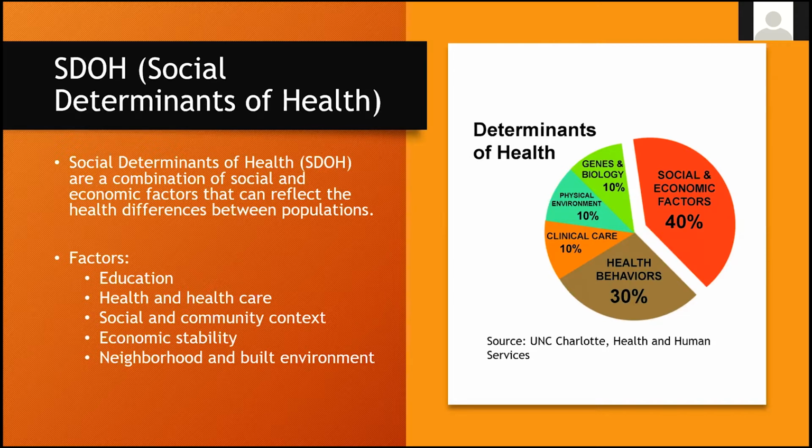So I started to look into the social determinants of health, which are a combination of social and economic factors that can reflect the differences between populations. Some of these factors are not limited to education, health and healthcare, social community context, income, economic sustainability, and the neighborhood where one lives. And it's kind of variable. I've seen different sources about how much each one plays a role, but I would say each one has its own part in describing the social health of a given community.